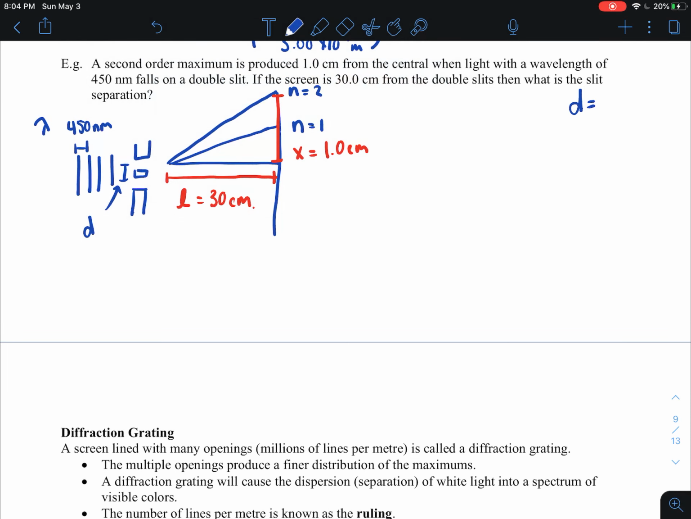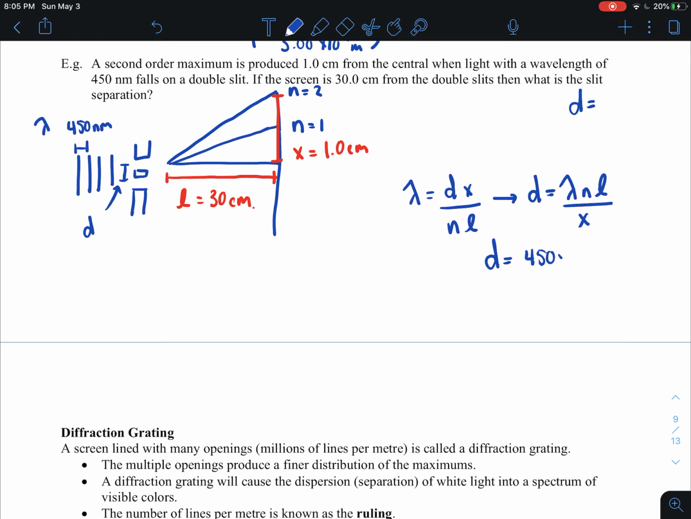I'm going to use the small angle approximation equation, which says lambda is equal to D times X divided by N times L. Sorry, NL. X is the distance between the bright spots, N is the order number, in this case N equals 2 because it's talking about the second order bright spot, and L is the length between the slits and the screen. So if I want to solve for that D value, I'm going to rearrange: D equals lambda times N times L divided by X.